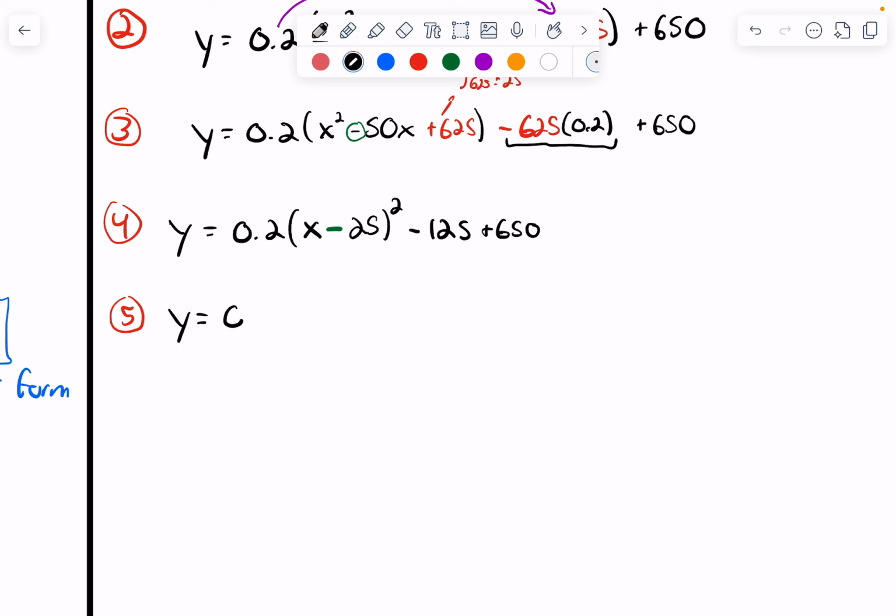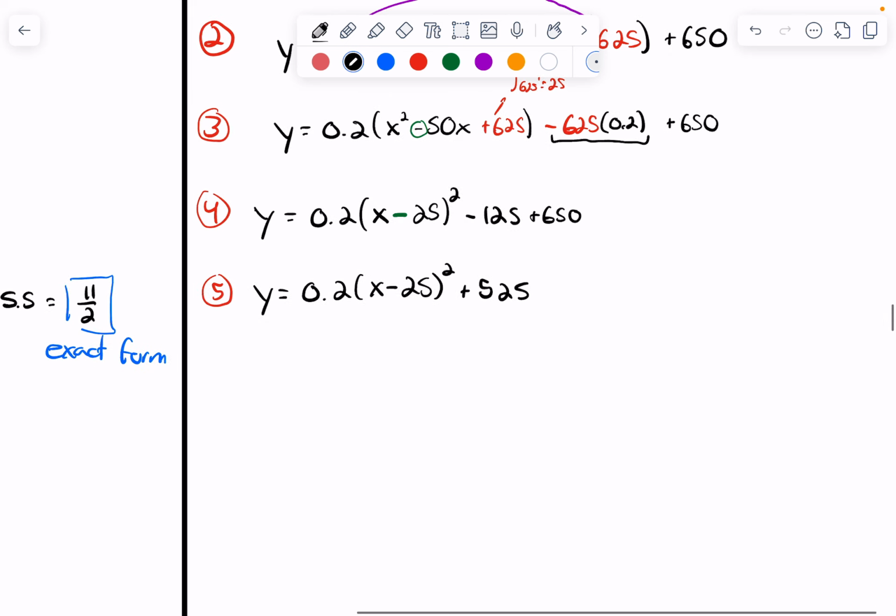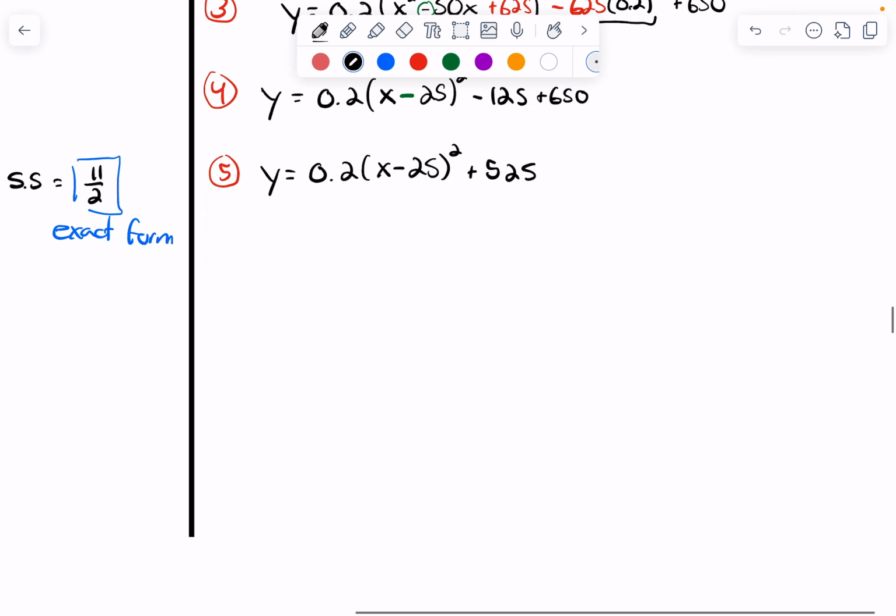So then step 5, collect your like terms on the outside there. So y is 0.2 (x minus 25) squared. And what would that be? That's 525, sorry, 525. And there we go. State your vertex. Well, the vertex is at 25, 525.